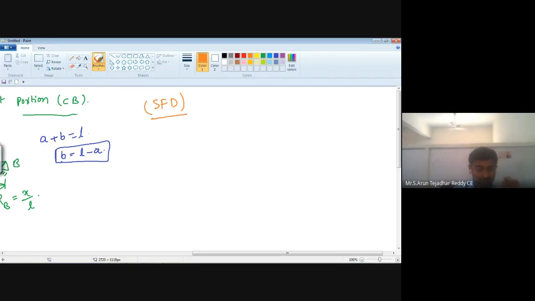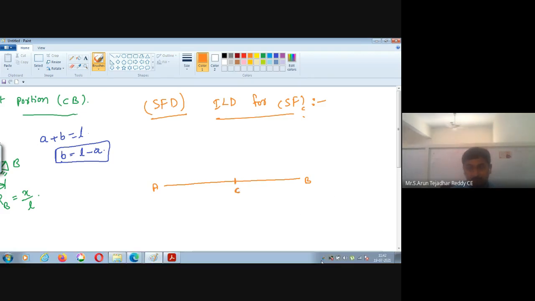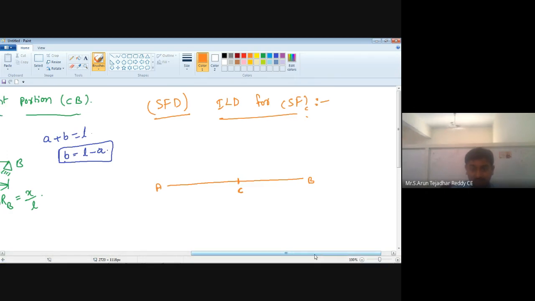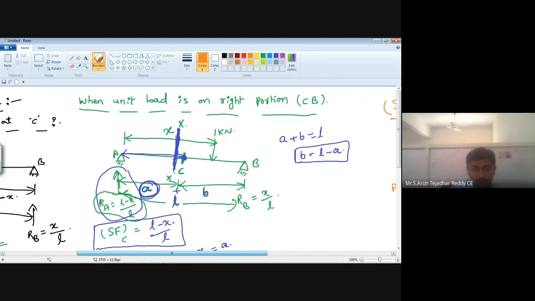SFD. Okay, that is the ILD for shear force at C. Very simple. First, draw A, B, and here we have a C. Now, shear force at C means at this point we have two values. Observe what the two values are.